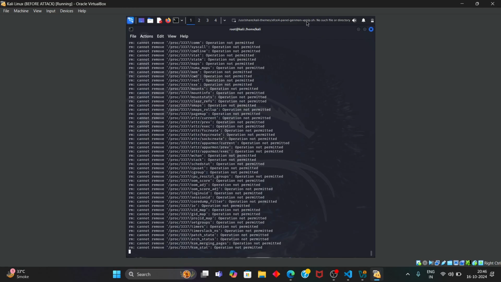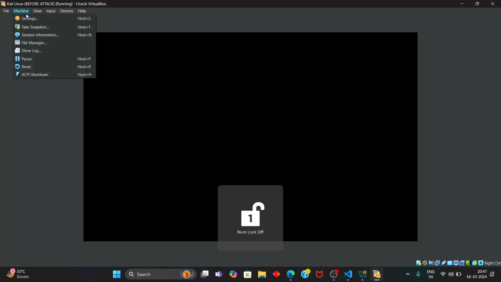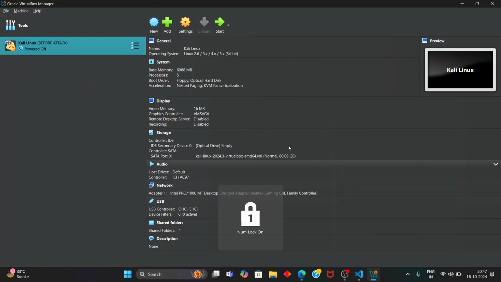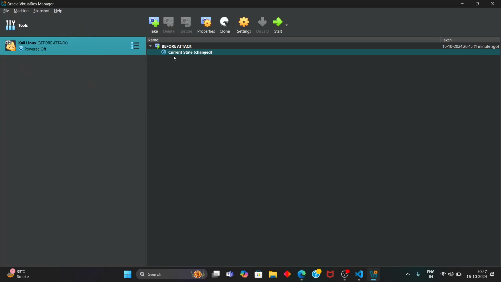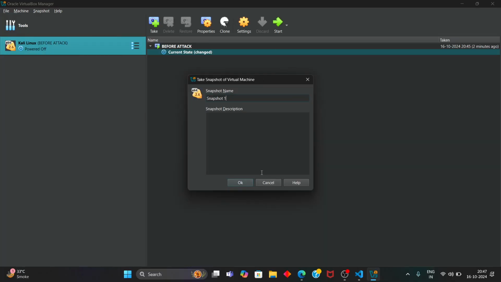As you can see, the files and the VPN and other things have already started to, okay, my system is corrupted now. My system stopped working because I corrupted it. Assume that we got hit by a malware or ransomware attack, and this is what happened to our system. Now we'll power off our machine, go to snapshot, and here is the current state, on which the ransomware attack has already happened, and this is the before attack. Let's restore our system back to the before attack situation.